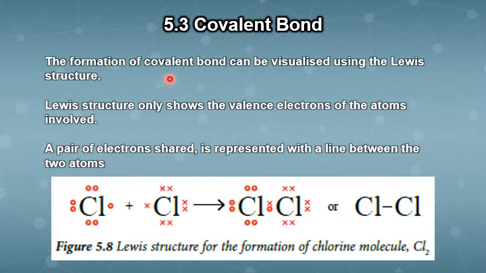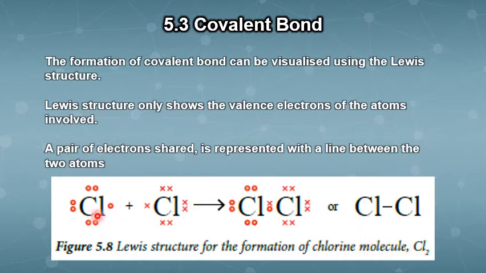The formation of covalent bond can be visualized using the Lewis structure. Lewis structure only shows the valence electrons of the atoms involved. It only shows the outermost electrons. A pair of electrons shared is represented with a line between the two atoms. So you see the figure 5.8, Lewis structure for the formation of chlorine molecule Cl2.